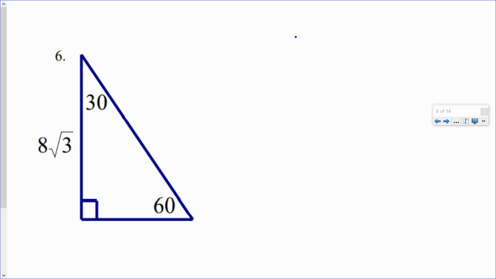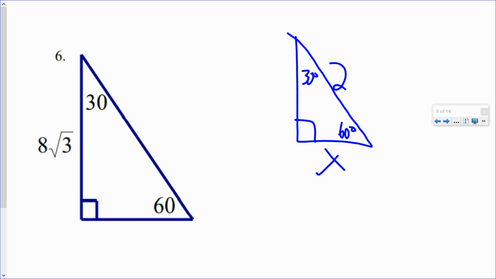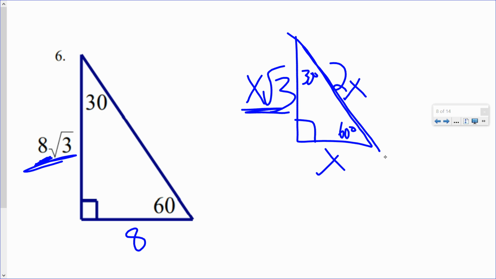Again, I see a 30, 60, 90. So I can write down my special general form. The small leg is half of the hypotenuse. The large leg is the same as the small leg with a rad 3 tacked on. So, since this side corresponds to this side, that's saying that my x, my small side, is 8. My hypotenuse is double the small leg. And those would be my answers.